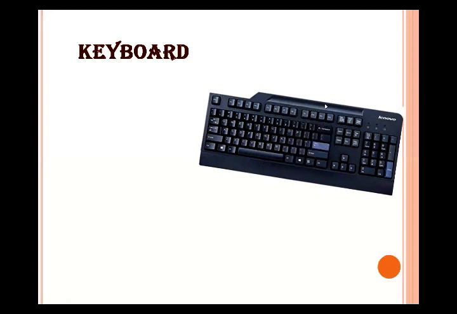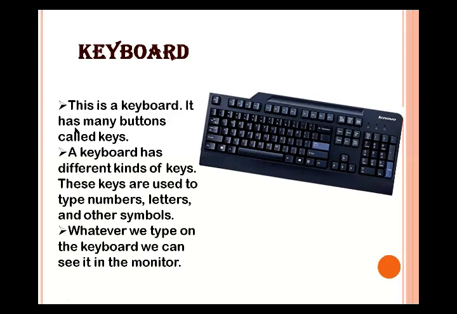Now the next one is the keyboard. This is a keyboard. It has many buttons called keys. You can see on the keyboard there are many buttons, but we don't call them buttons. These are called keys. You can remember it by the name keyboard. It has keys, not buttons. A keyboard has different kinds of keys. These keys are used to type numbers, letters and other symbols.